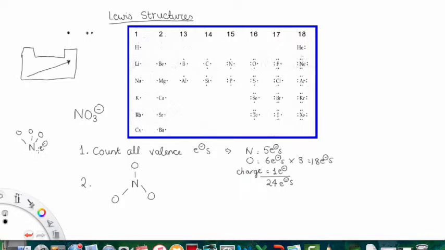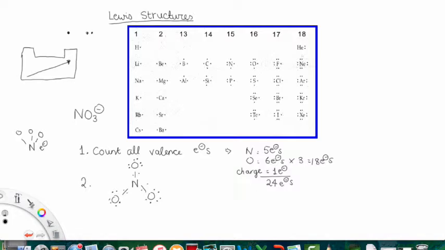Okay, so now we have to complete octets with the remaining electrons for the outer atoms first, and then we add the remaining electrons, if we have any, to the central atom. So let's do that. 1, 2, 3, 4, 5, 6, 7, 8, 9, 10, 11, 12, 13, 14, 15, 16, 17, 18. But then remember there's shared electrons here. 19, 20, 21, 22, 23, 24. Awesome, so we have 24 electrons. But then the central atom wants to have 5 bonds, right? Because it has 5 valence electrons.